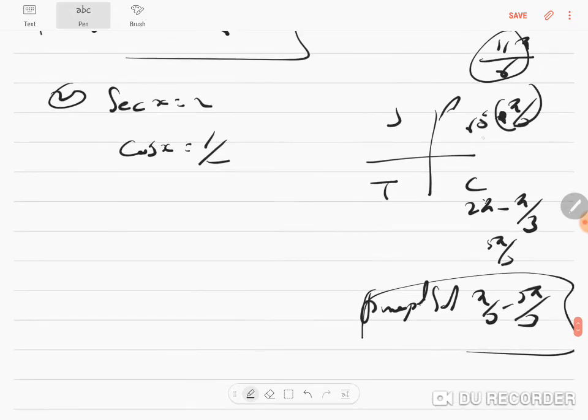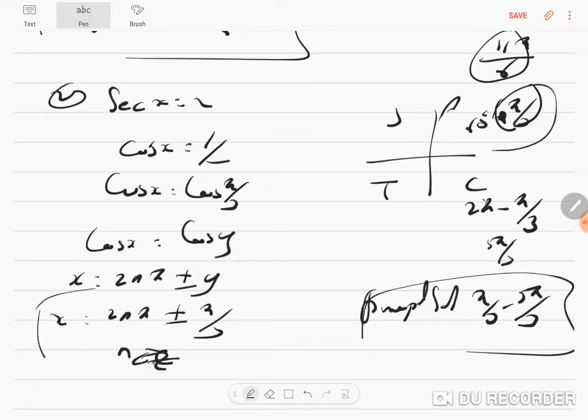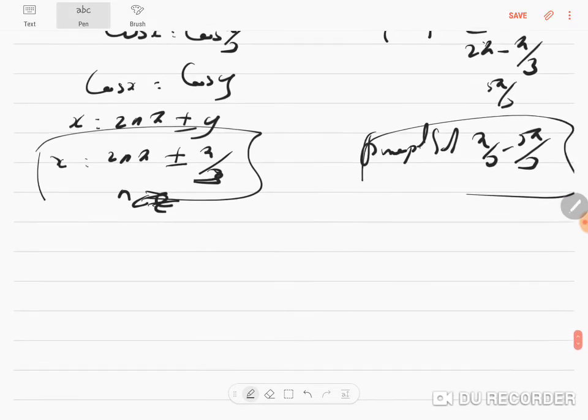General solution: the first value, cos x is equal to cos pi by 3, is of the form cos x is equal to cos y, x is equal to 2 n pi plus or minus y. So x is equal to 2n pi plus or minus pi by 3, where n is an element of z. Okay, hope my handwriting is clear. So let's go to the first sum. First sum is tan x is equal to root 3. When will tan be root 3?